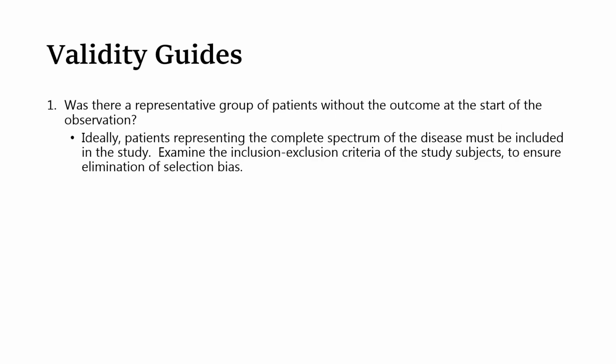Examine the inclusion-exclusion criteria of the subjects to ensure elimination of selection bias. Determine whether patients pass through some sort of filter before entering the study. For example, patients who are recruited from tertiary hospitals are often more severe or have more complicated comorbidities. If all the patients are recruited from a tertiary hospital alone, then your prognosis results would be skewed towards a worse prognosis.